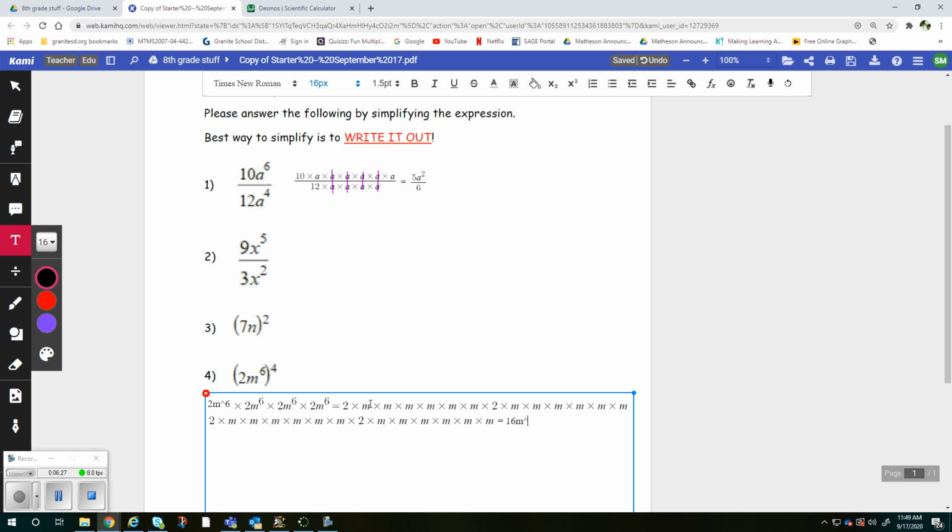16m to the what power? Well, let's count. 1, 2, 3, 4, 5, 6, 7, 8, 9, 10, 11, 12, 13, 14, 15, 16, 17, 18, 19, 20, 21, 22, 23, 24. 16m to the 24th power, and that's the answer. That's what I mean when I say write it out. Just write out exactly what it means, and you can come up with the answer. Hope that helped.